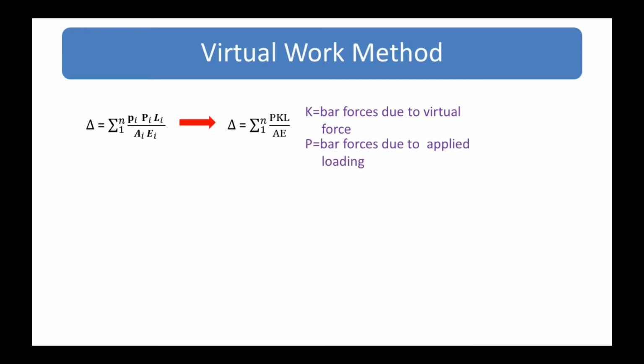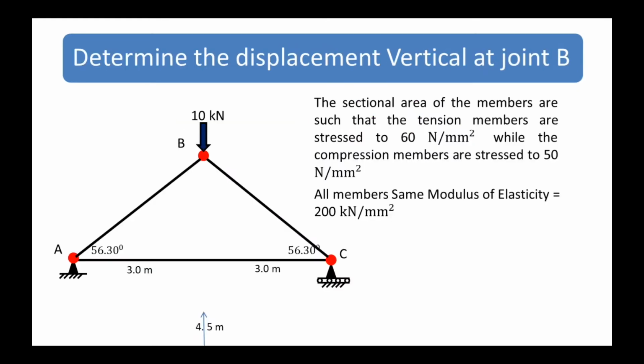Now this is our problem where the length of member AB is 6 meter and the height is 4.5 meter. The sectional area of the members are such that tension members are stressed to 60 Newton per mm square, while the compression members are stressed to 50 Newton per mm square, and all members have the same modulus of elasticity, that is 200 kN per mm square. And here we have to determine the vertical displacement or vertical deflection at the joint B.